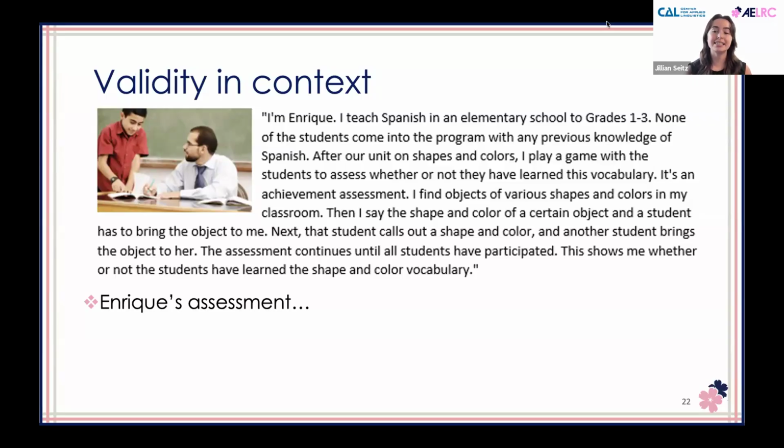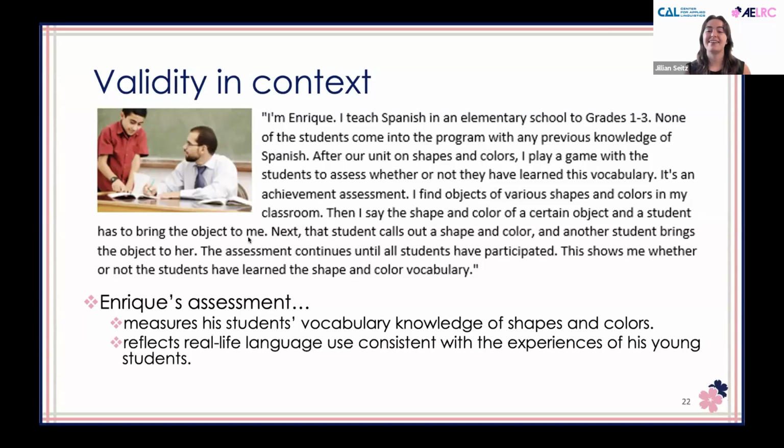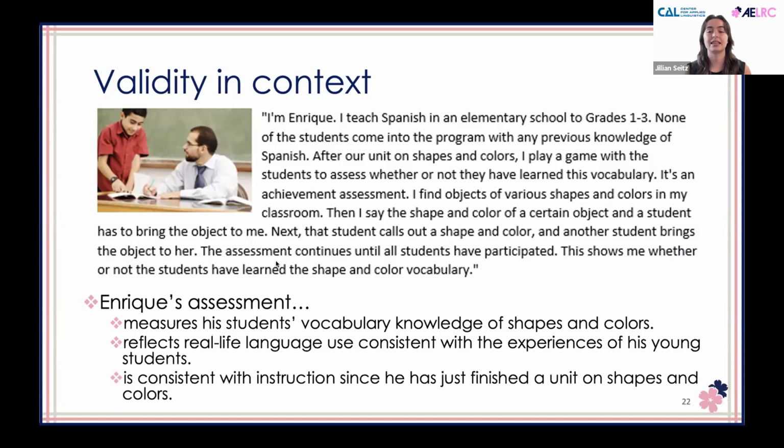In this scenario, we can see that Enrique's assessment is measuring what he wants to measure: his students' vocabulary knowledge of shapes and colors. We can also see that the assessment reflects real-life language use based on what we know about the age of his students. They're first through third graders. Finally, the scenario shows us that Enrique's assessment is consistent with instruction since he has just finished a classroom unit on shapes and colors. These 3 points help us to understand how Enrique's assessment highlights some validity considerations.